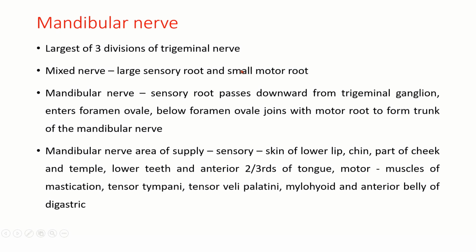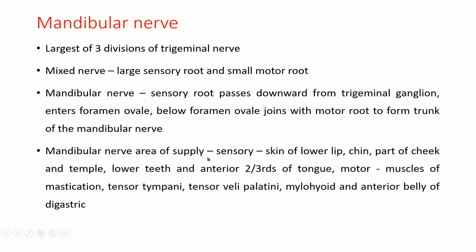So good evening students. We'll be dealing with the mandibular nerve, which is the largest of the three divisions of the trigeminal nerve. It's a mixed nerve. It has a large sensory root and a small motor root. So mandibular nerve, sensory root passes downward from the trigeminal ganglion, enters foramen ovale. Below foramen ovale it joins with the motor root to form the trunk of the mandibular nerve.